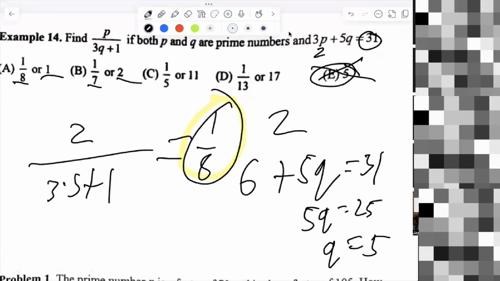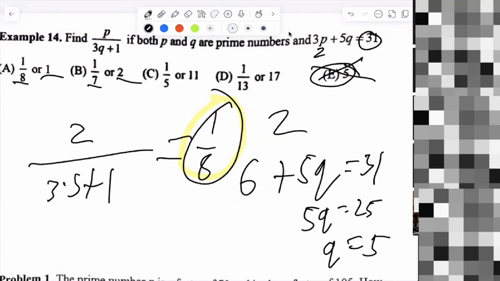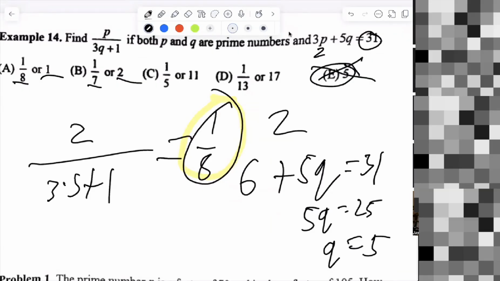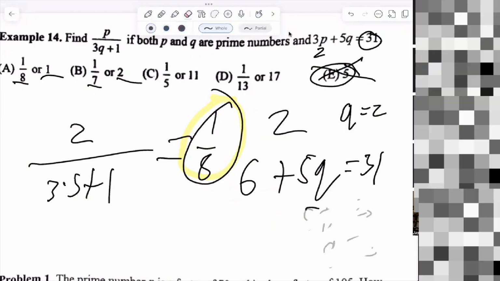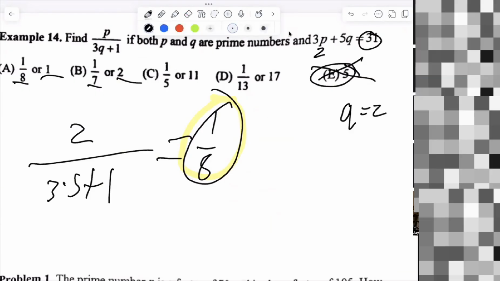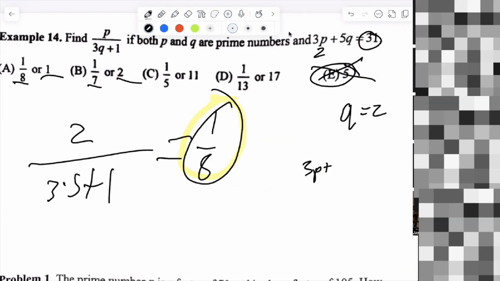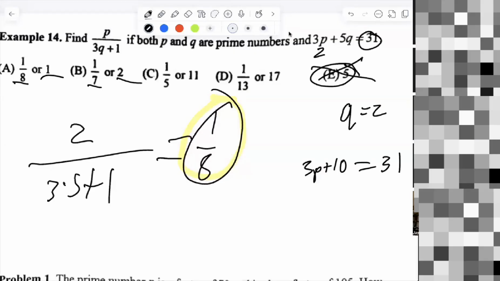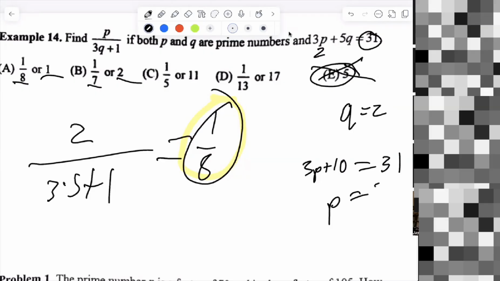So there must be another case, which is what? That's if Q is 2. So we plug in Q equal to 2. I'll just erase all this work. Q is equal to 2. Then P has to be equal to, well, 3P plus 10 is equal to 31. From here, you can solve, and you'll see that P is equal to 7.